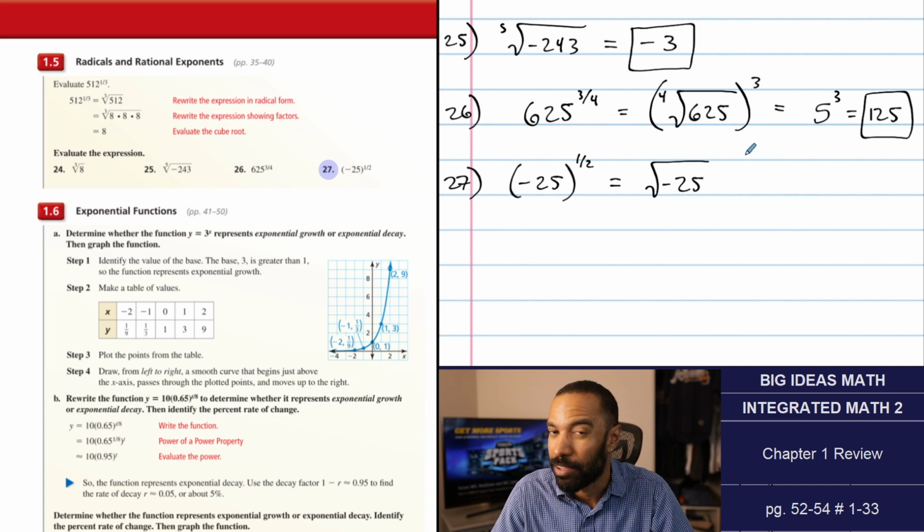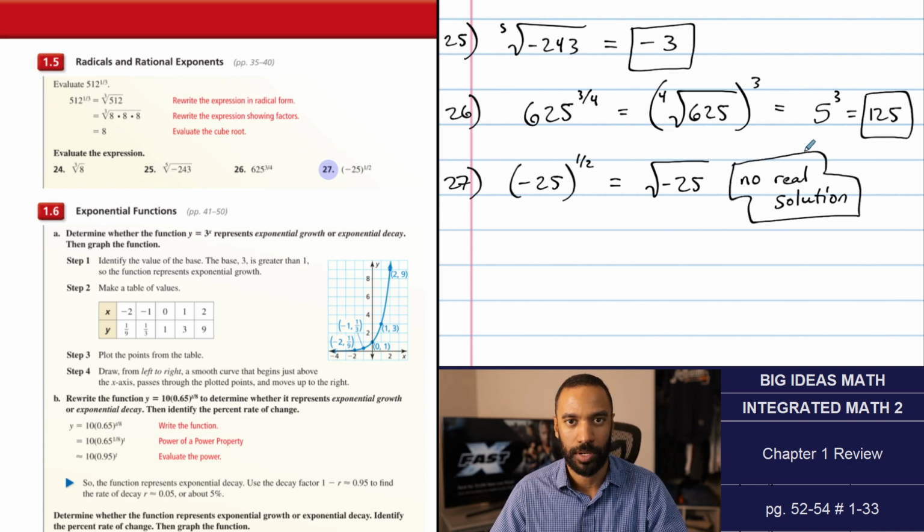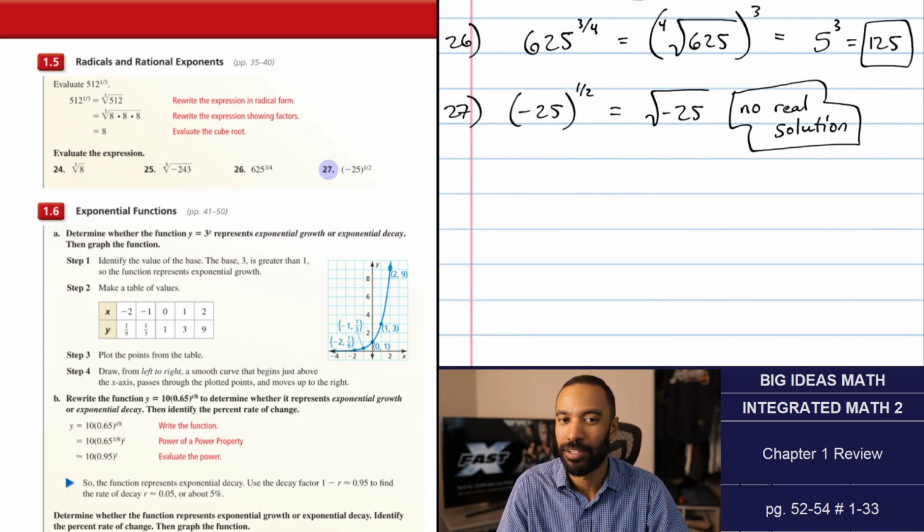It's not negative 5, because negative 5 times negative 5 is positive 25. There is no real answer here. There's no real solution. Not possible. No real value. You cannot evaluate this one. You can try it in the calculator even. Just put parentheses around the negative 25, raise it to the 0.5 power, to the 1/2 power. Unless you type it in wrong, it'll tell you there's a domain error or something of that sort.